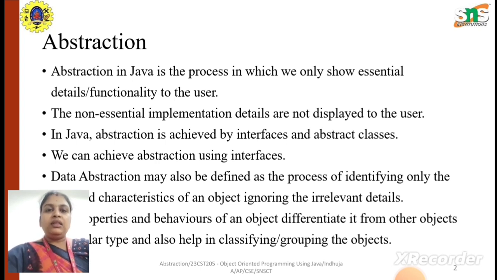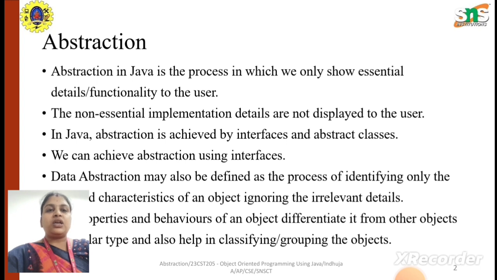To drive the car, the driving skill is enough, but the technical details, like where the car is made, the make, the year, where the different parts are made, and in which company those parts are made, are none of our business. So when we want to hide some details and show only the essential features, that process is called abstraction. In Java, abstraction is achieved by interfaces and abstract classes. So we can achieve abstraction using an interface and also using an abstract class.